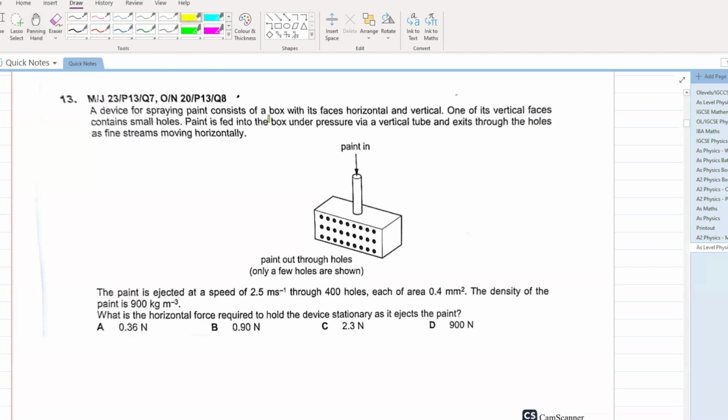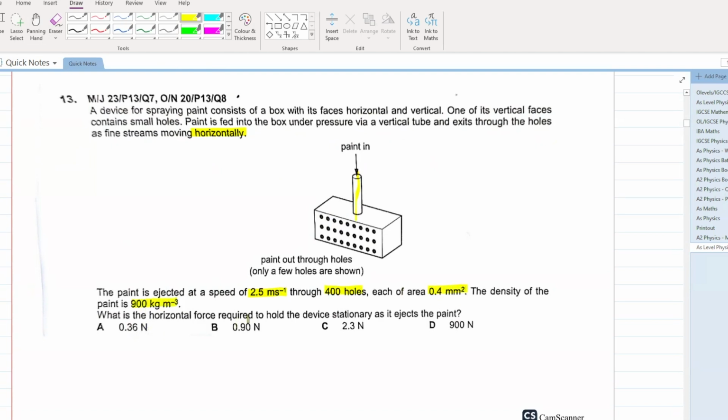Let's see this one. A device for spraying paint consists of a box with its faces horizontal and vertical. One of its vertical faces contains small holes. Paint is fed into the box under pressure via a vertical tube, like this, and exits through the holes as fine streams moving horizontally. The paint is ejected at a speed of this through 400 holes, each of area this. The density of paint is this.